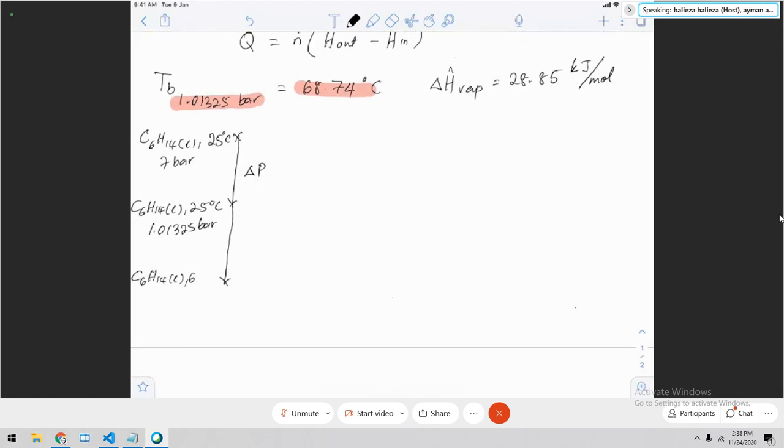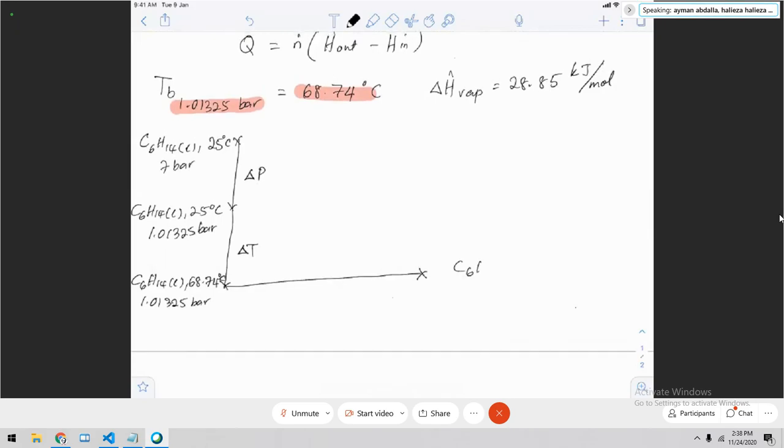Okay, 68.74 degrees C, and we are still having the same pressure. So now we only change the temperature. After that, we change the phase. Now we're going to change it to vapor. What is the temperature? Same, 68.74, which is the boiling point, and the same pressure.